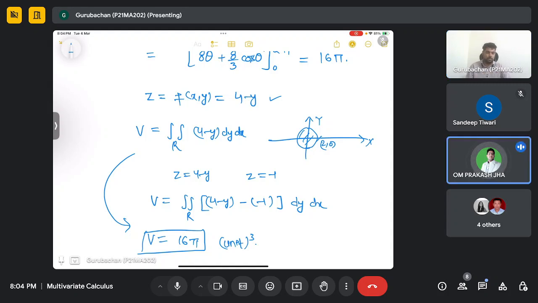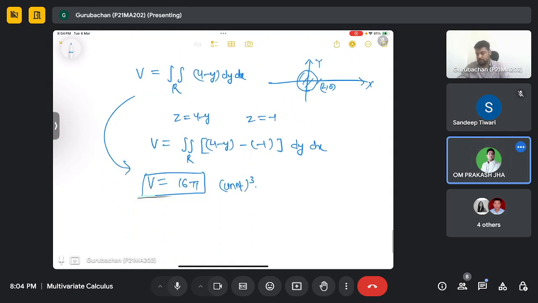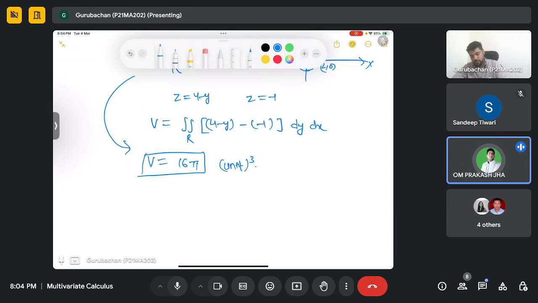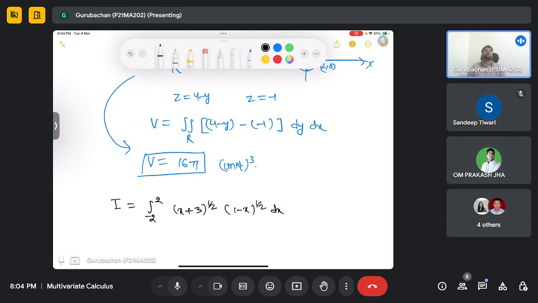Yes, sir. One question is there. Yes, please. Please write the integral from minus 2 to 2 of x plus 3 to the power 1 by 2, times 1 minus x to the power 1 by 2. This is the question given in assignment number 6, right?